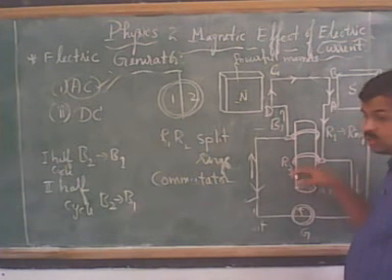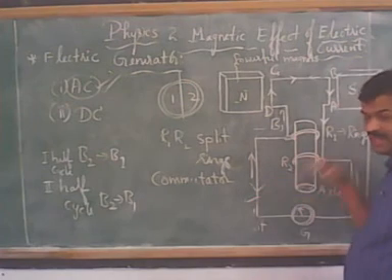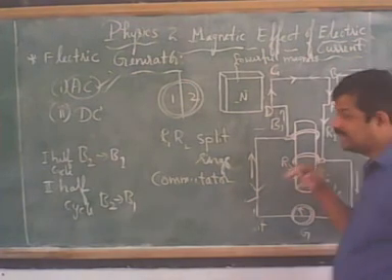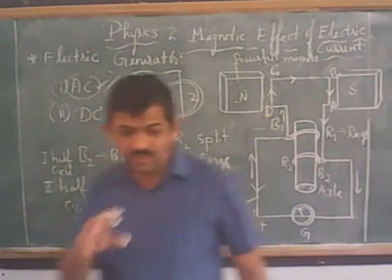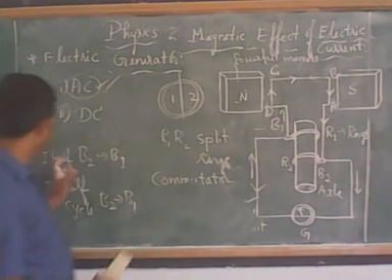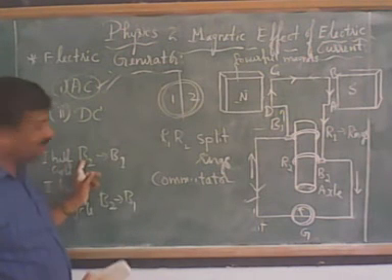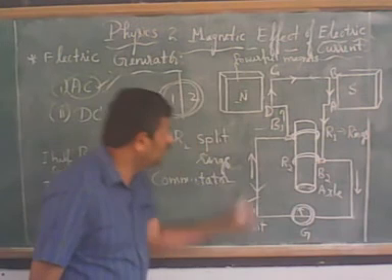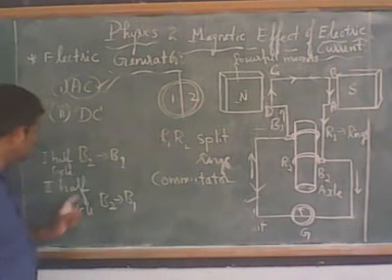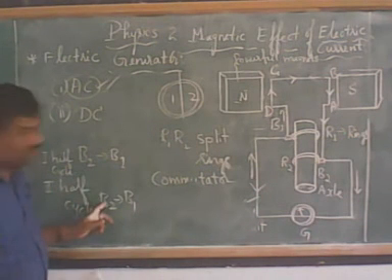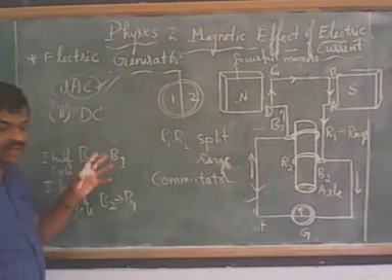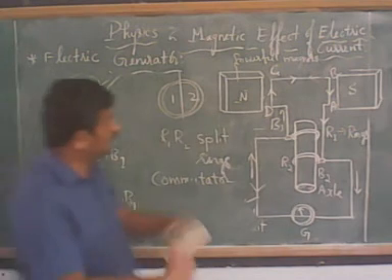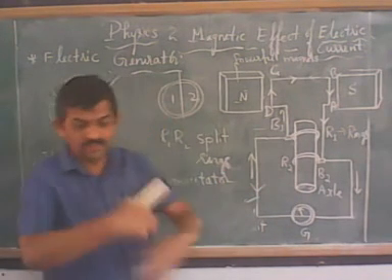The commutator allows the current to move in the same direction in the circuit. This is the unique behavior of the commutator. So in the first half cycle, the generated current flows from B2 to B1. In the second half cycle also, the generated current flows in the direction of B2 to B1.